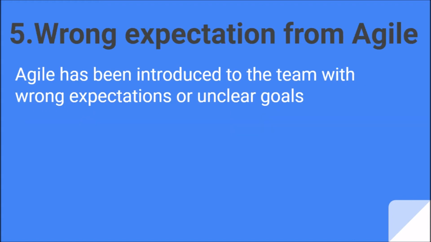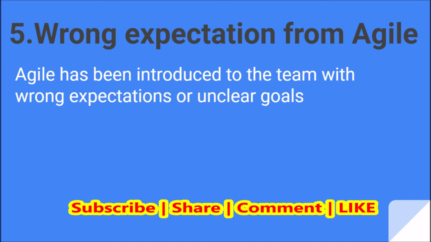So let's move on to the fifth challenge. Agile is not a silver bullet to solve all your problems. You should not have the wrong expectation that because you are doing agile you can do everything. That is a mis-expectation that should not be held by any stakeholders. There should be clear goals and expectations defined so that your agile model would be successful. Otherwise, your agile model would be another disaster.